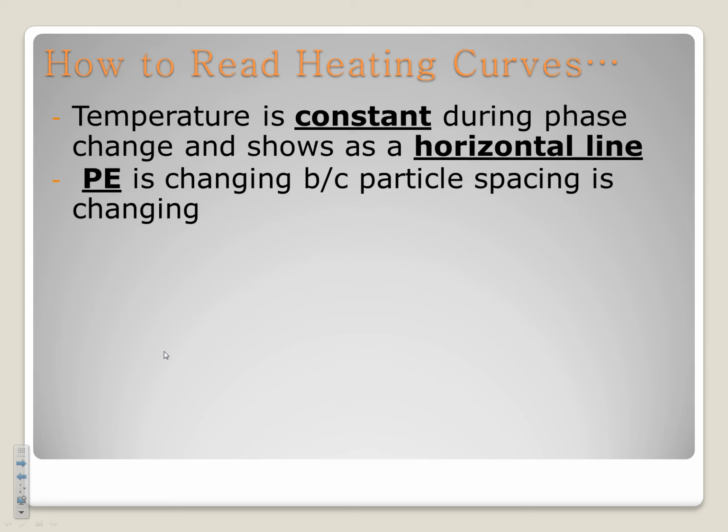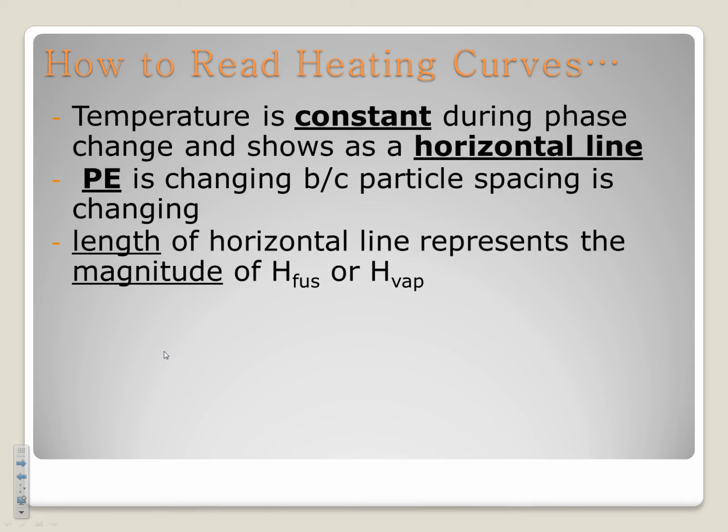So two particles want to be together. You put energy in. You pull them apart. You're adding potential energy in there. The length of these periods of the graph represents the relative amount of heat of fusion or heat of vaporization that we have there. And so a long horizontal line means a lot of energy would have to be added, which means it'd have a high heat of fusion or high heat of vaporization.